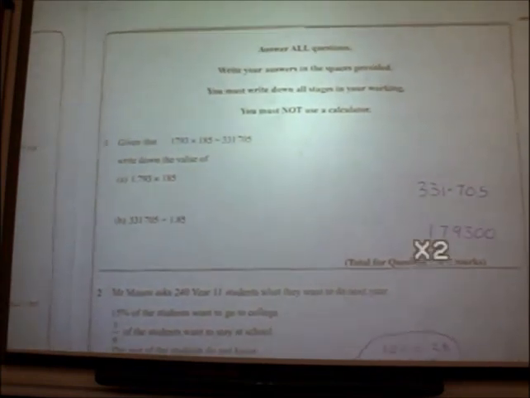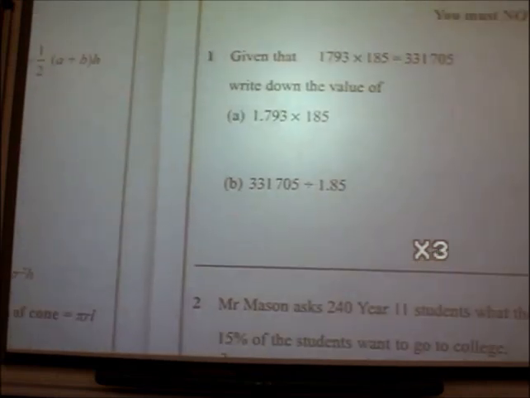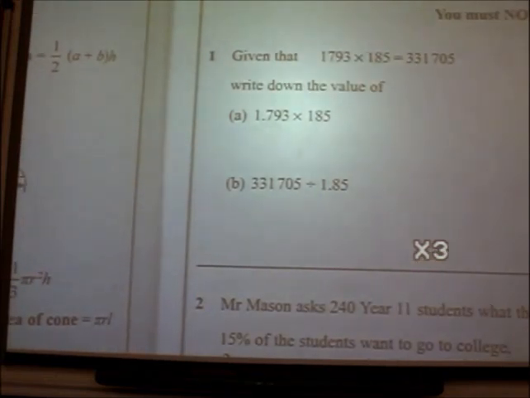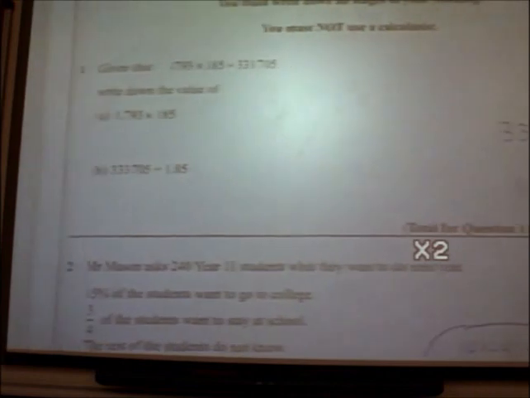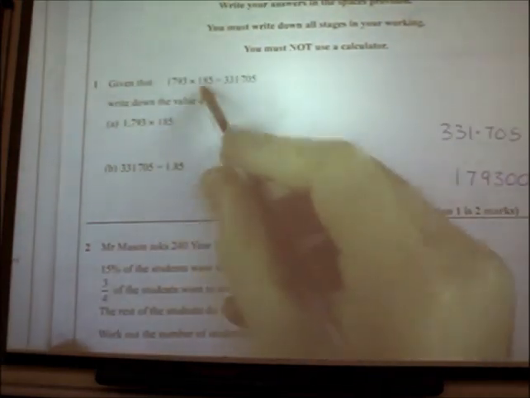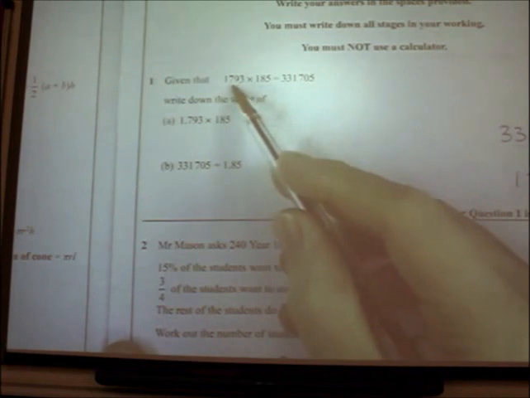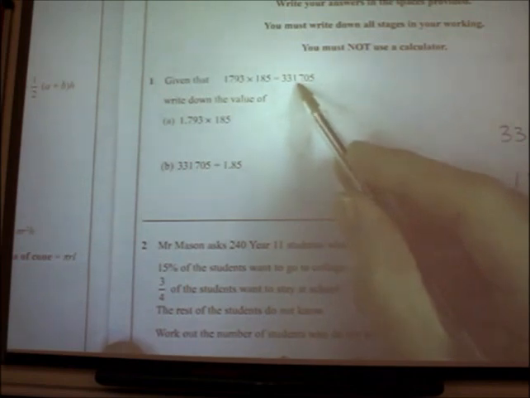Given that 1,793 times 185 equals 331,705, write down the value of the following. It's all about moving the decimal point in this one. Let me show you what I've done. For the first one, the 185 stays the same, but they've moved the decimal point 3 spaces this way in the 1,793. So on the answer, you've also got to move the decimal point 3 spaces to there.